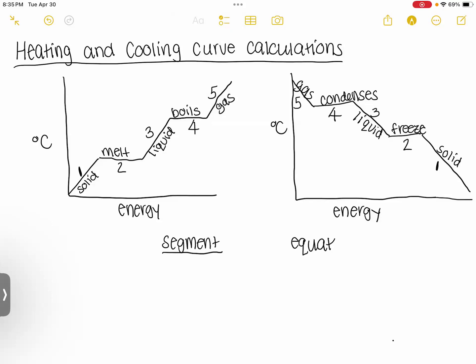So we are going to use a slightly different equation for each of these 5 segments. One thing that is really nice about this is the equations are going to look very similar, so it shouldn't be too hard to remember when we use which equation. So first, if there is a temperature change, you're going to use the equation Q is equal to mc delta T. So we have temperature changes, segment 1, segment 3, and segment 5.